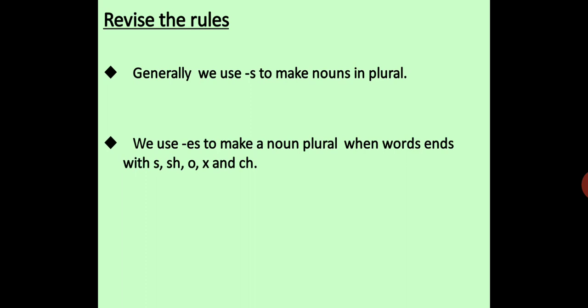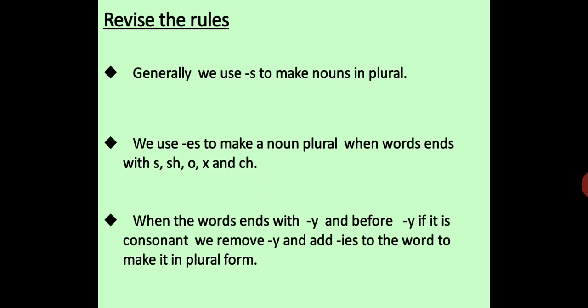The second rule is we use es to make a noun plural when words end with s, sh, o, x and ch. In this rule, when the words end with, meaning the last letter and last two letters of the words are s, sh, o, x and ch, then we add es and make them in a plural form.